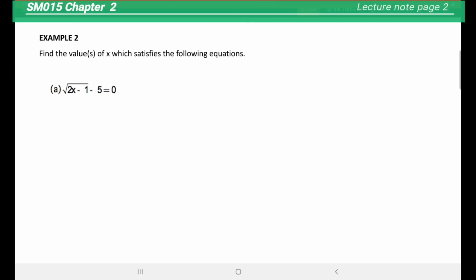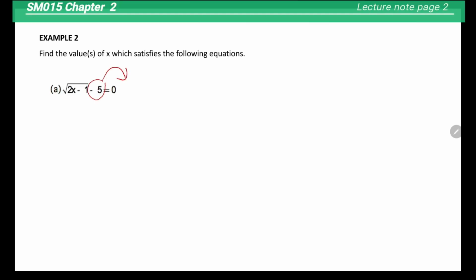Example 2. Find the values of x which satisfy the following equations. We have √(2x minus 1) minus 5 equal to 0. First step is, we need to consider only one surd on the left hand side. So, for the minus 5 that we have here, you need to move that to the right hand side, so that we can have √(2x minus 1) equal to 5. So, the idea is, we need to eliminate the surd we have here. So, you can just square both sides. So, you will end up with 2x minus 1 equal to 25. Then you solve for x, you will get x equal to 13.